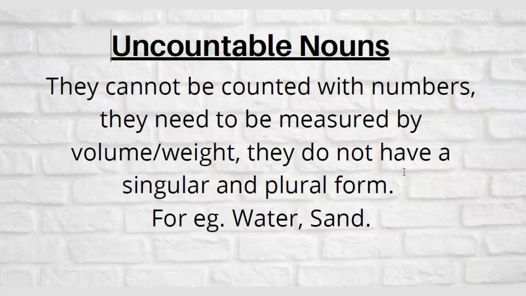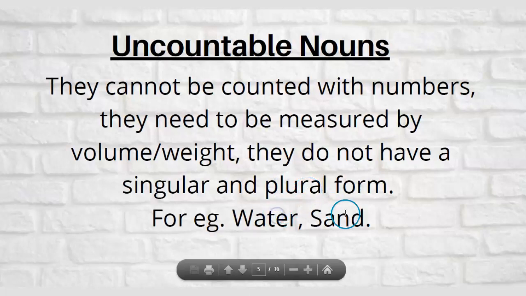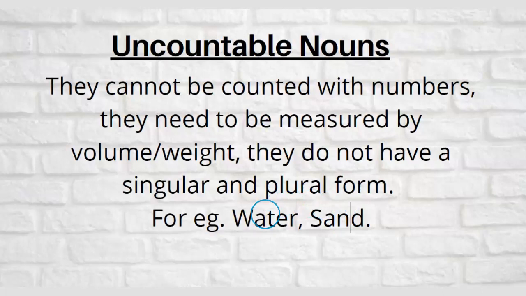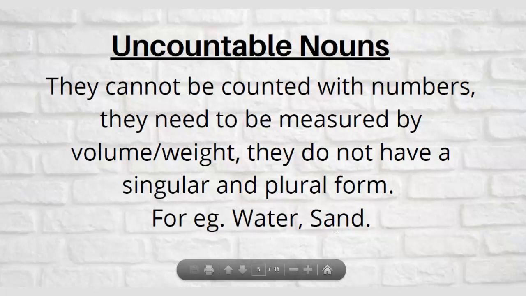Let's look at uncountable nouns. They cannot be counted with numbers. They need to be measured. So the word for uncountable nouns is measured. You cannot count them by numbers as in 1, 2, or 3, but you need to measure them by volume or by their weight. And also they do not have a singular and a plural form. For example, water and sand. Water does not have a plural form. It doesn't matter if you have one bottle of water or two bottles of water, water always stays the same, and sand is always the same too.